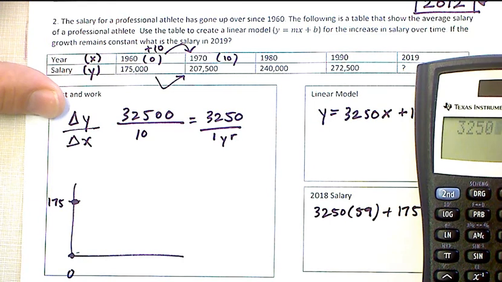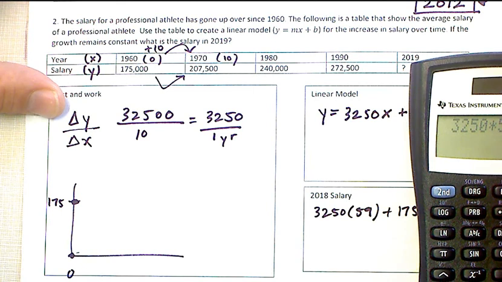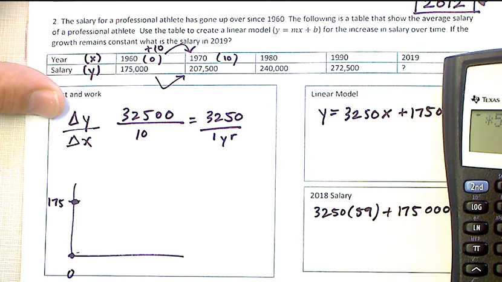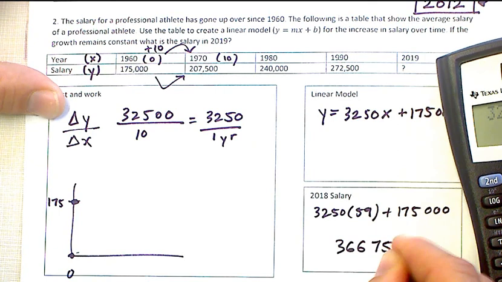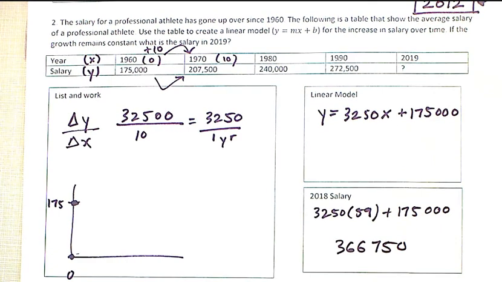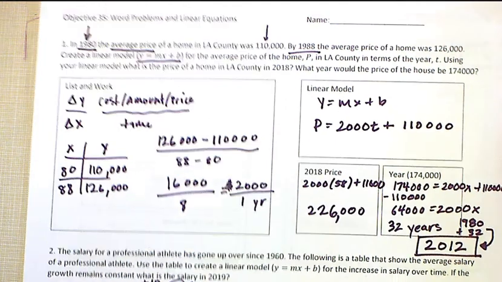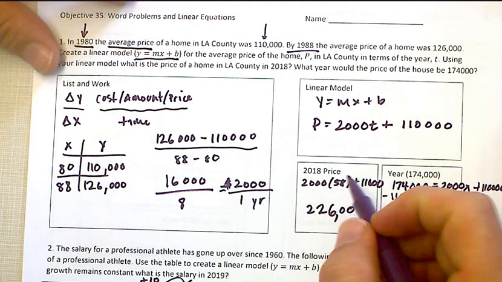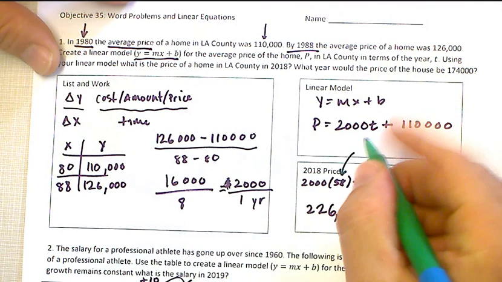$32.5 times 59 plus 175 gives me 366,750. Just looking at this, I believe there's actually a mistake in this question, because I put 58 years for my amount of years.